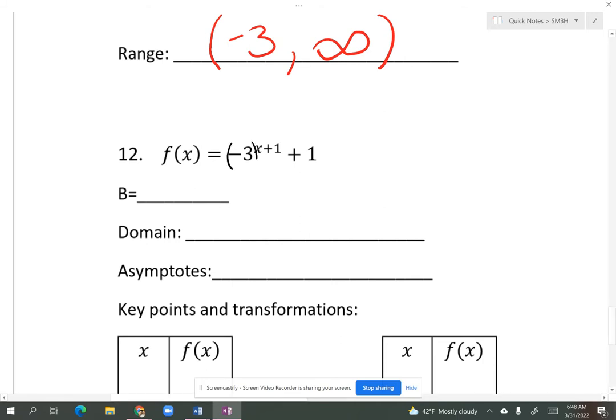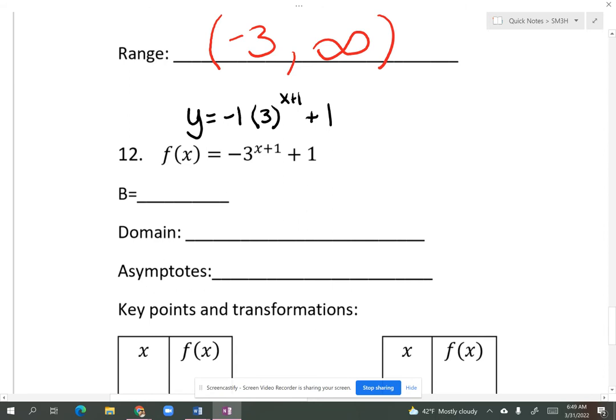Because there are not parentheses like this around that -3, this is really the same thing as y equals -1 times 3 to the x plus 1, plus 1, okay? The only time you would ever have a negative base is if it had parentheses around the whole thing, okay?